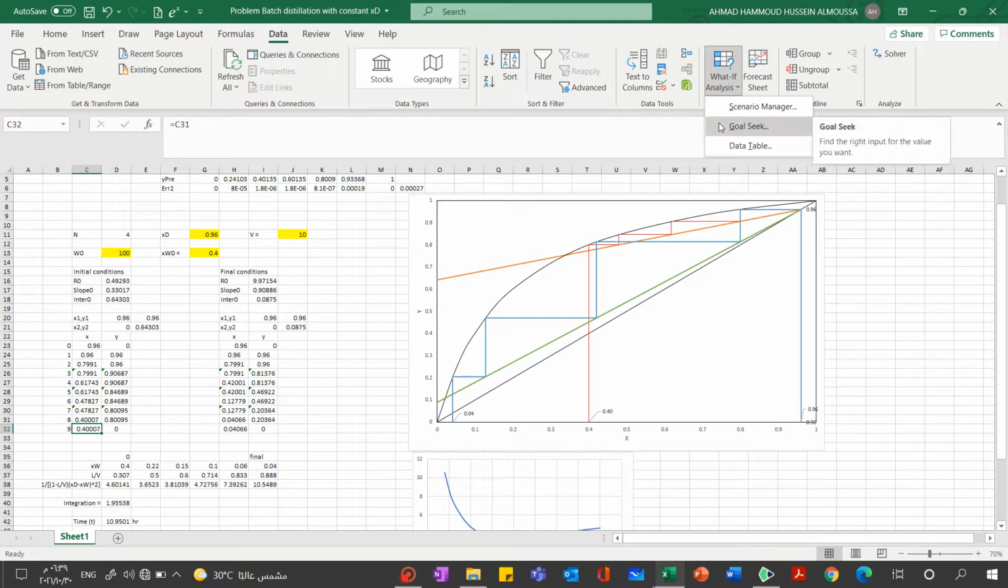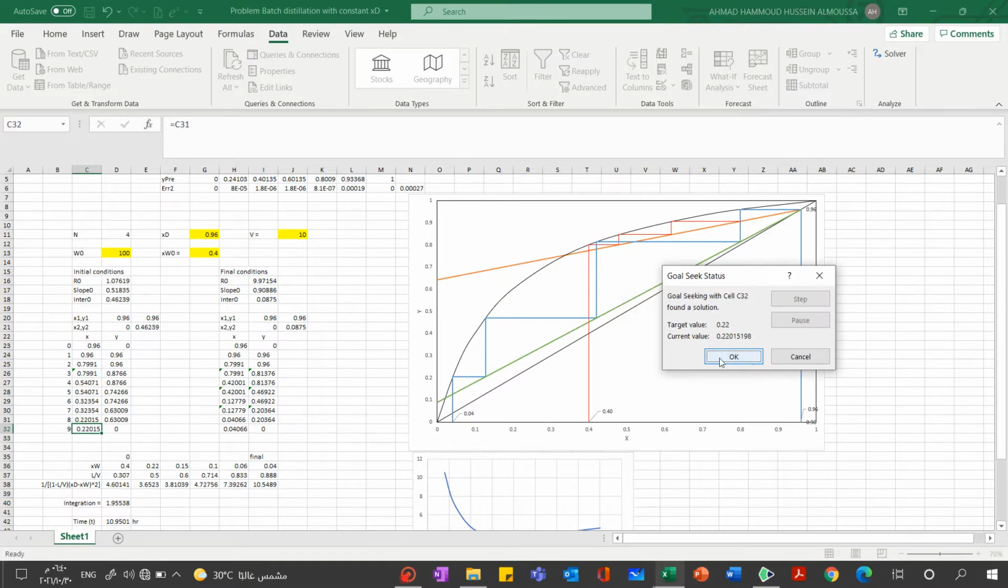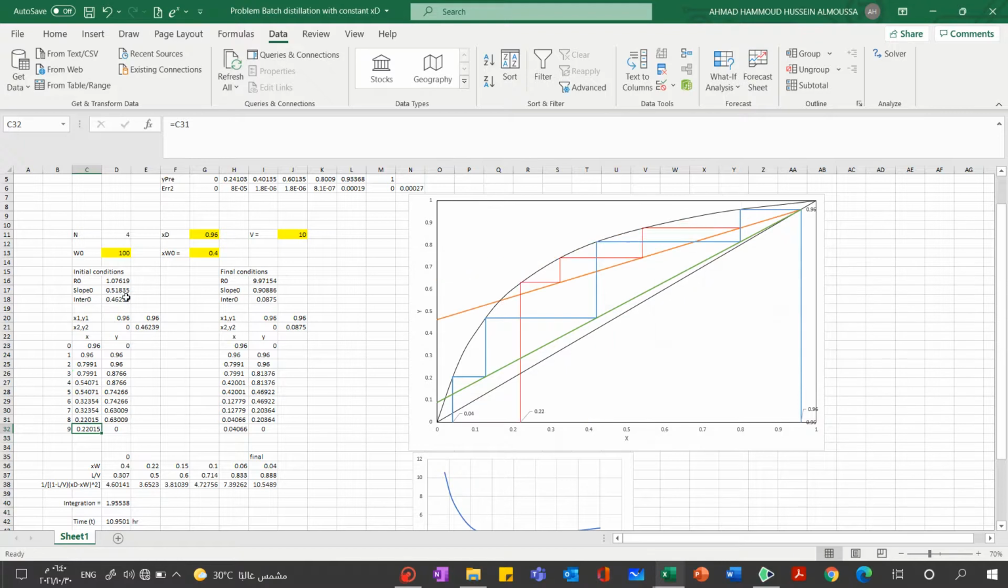Then Goal Seek, then choose the cell, to value 0.222. Then by changing the reflux ratio, click OK. It will give you a closer value, which is okay. And this is the reflux ratio as we see here, and the slope you will put here.